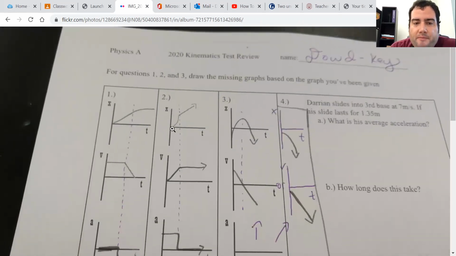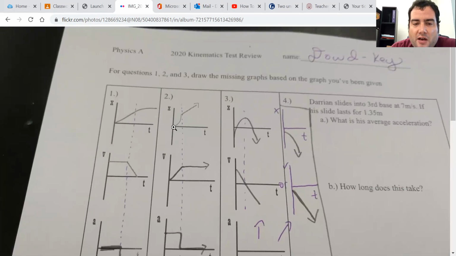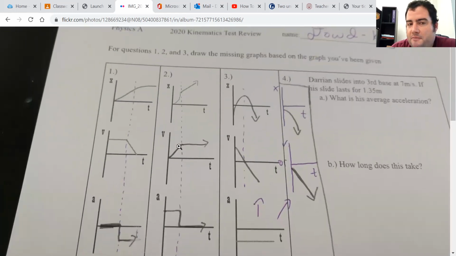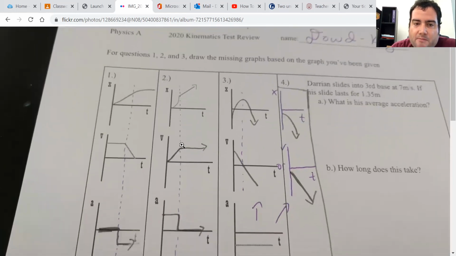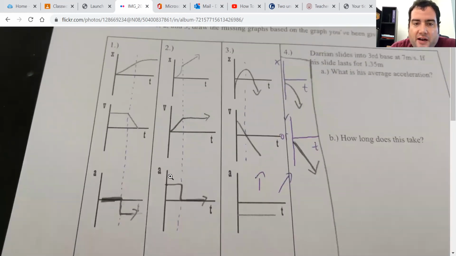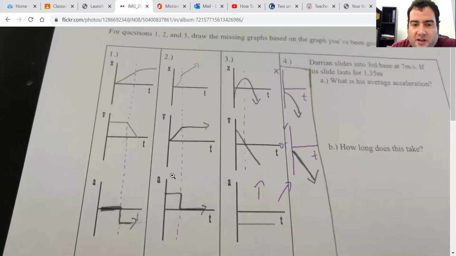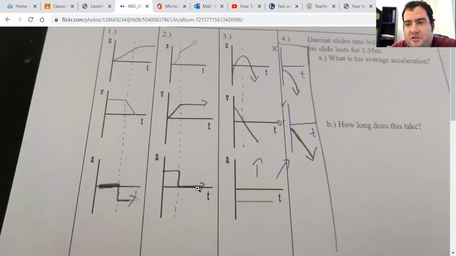On the second one, my position-time graph is first parabolic. In other words, I'm getting faster and faster and faster. So that means a velocity that's steadily increasing. After a while, my position continues to get bigger, but at a constant rate. So that's a constant velocity. On the acceleration graph, I have a positive acceleration. My velocity is getting bigger at a steady rate. And then my velocity stays constant. So I have no acceleration.